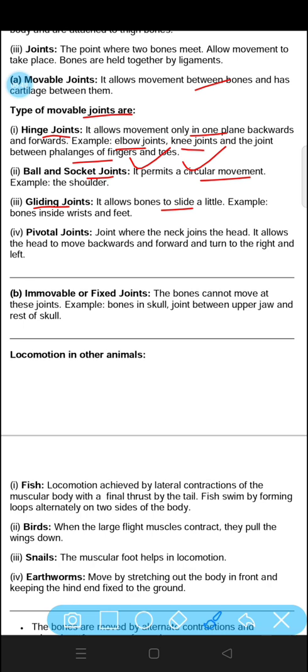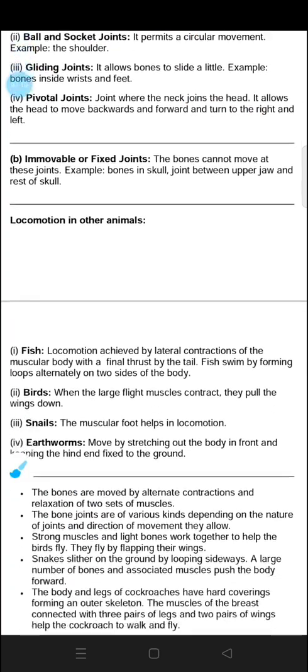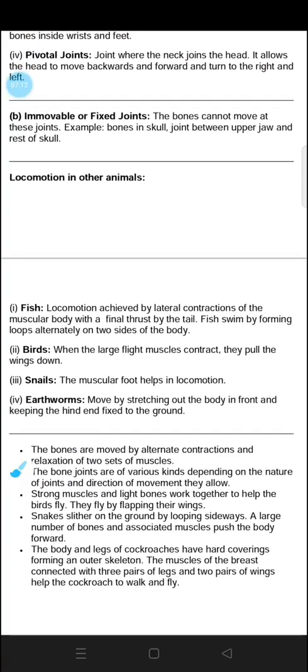Next one is the pivotal joint. It is the joint where the neck joins the head. It allows the head to move backward and forward and turn right and left. With a pivotal joint, we can move our head backward and forward and we can move our neck right and left up to a fixed direction.